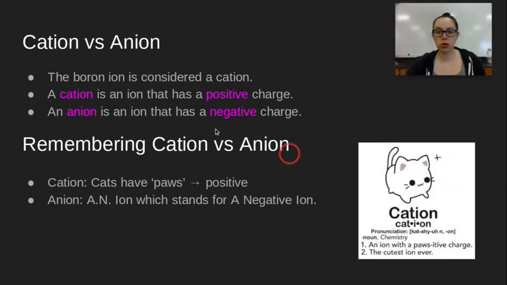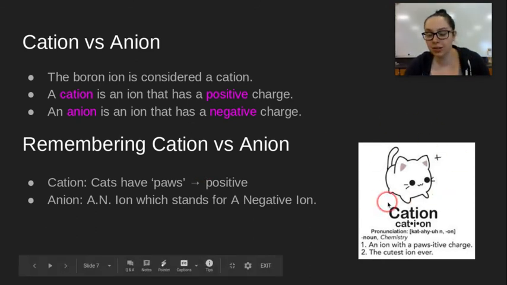And what's cool about boron is that it's considered a cation. A cation is an ion that has a positive charge. That's it. We just call it a cation. An anion is an ion that has a negative charge. How do we remember that? Well, there's this cool little way that says cats have paws, and so it's a positive charge, right? A cat-ion has a positive charge. Here's that cute little kitty, just to help remind you of that.